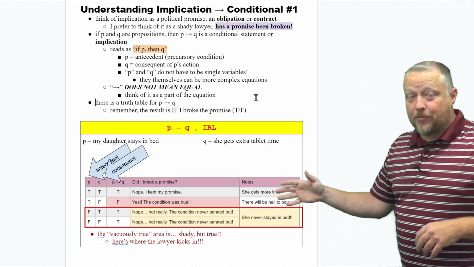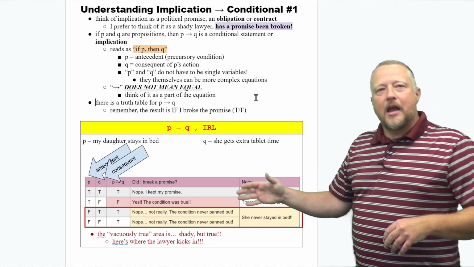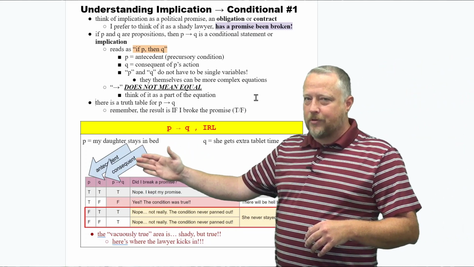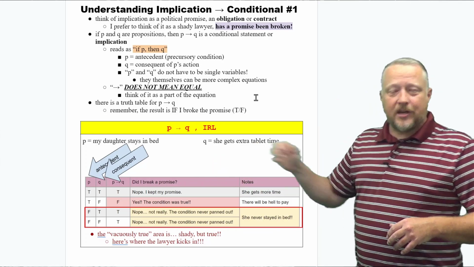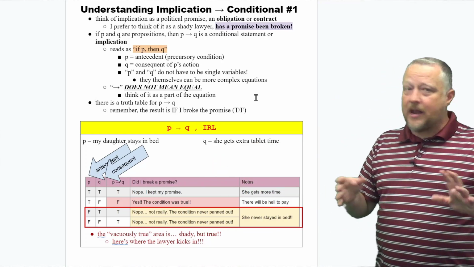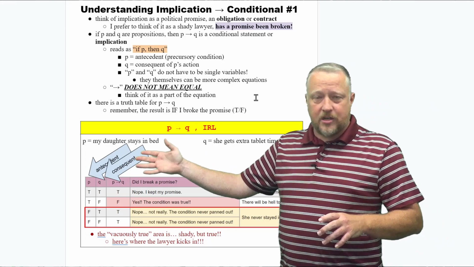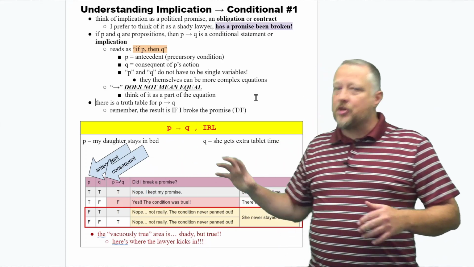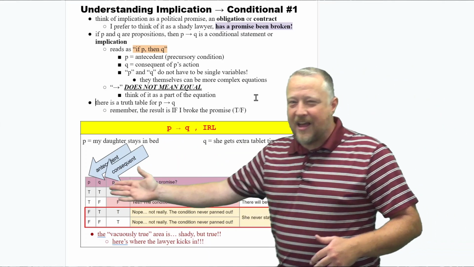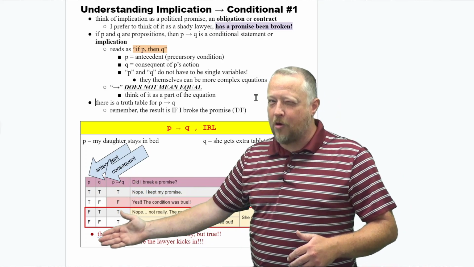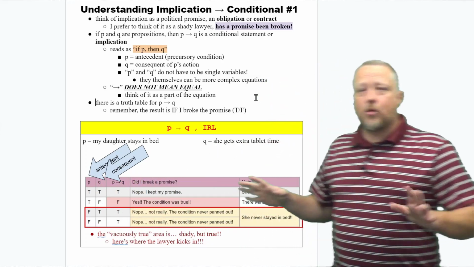So in this example, which is really perfect for me, I have my daughter stays in bed, which never freaking happens, and then she gets extra tablet time. Okay? Now, you know that if these are going to be propositions, these are going to be true and false. And as you've seen in truth tables before, here it is. So let's go over this real easy.